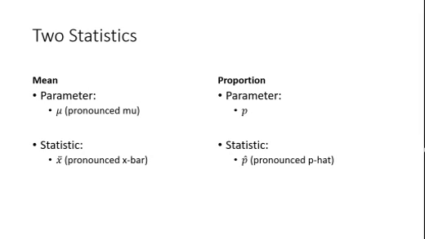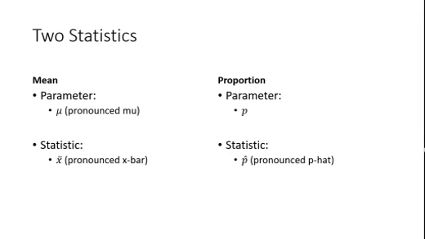Okay, so we have two different categories that we're going to be looking at. We're going to be looking at what are called mean data and proportion. So let's start off with mean. Mean is just going to be your numbers. So the average mercury content, that is a mean.